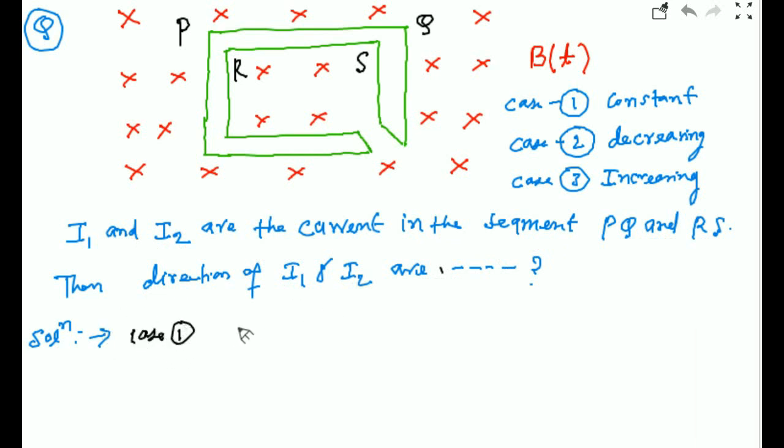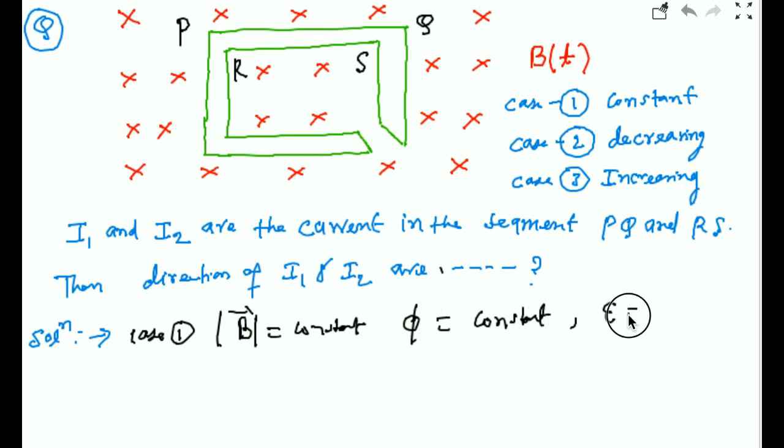Case 1, where the magnitude of the magnetic field is constant. Constant means flux will also be constant. So now flux is constant, which means the induced EMF will be 0, there is no current in the segments. Okay.